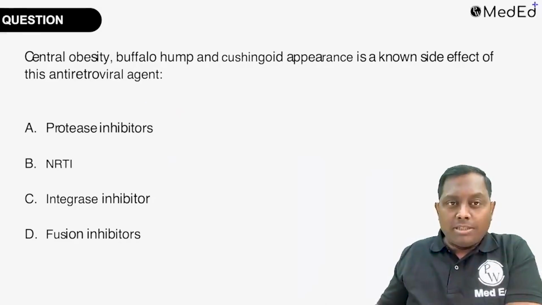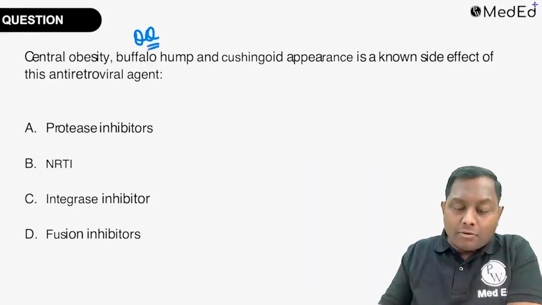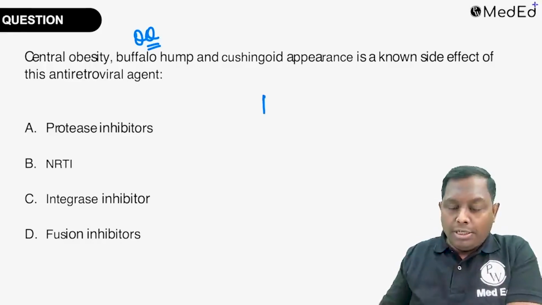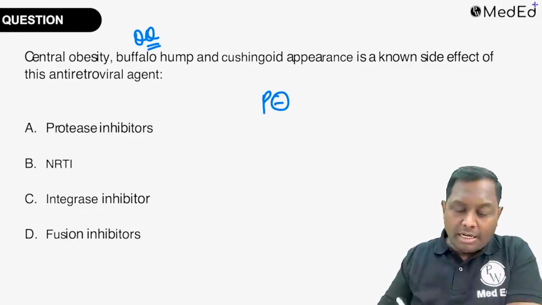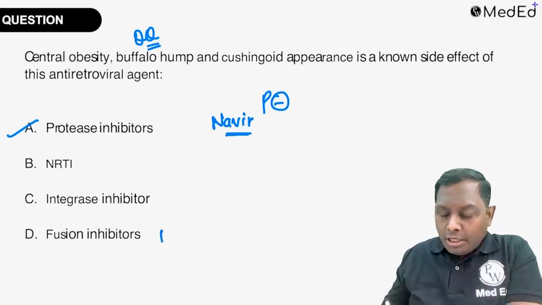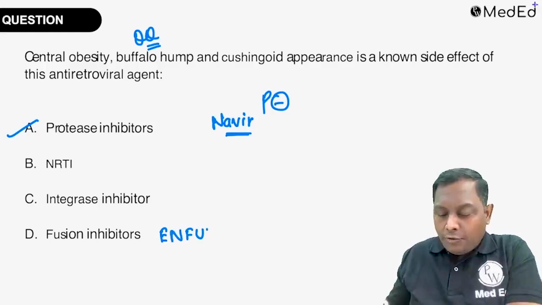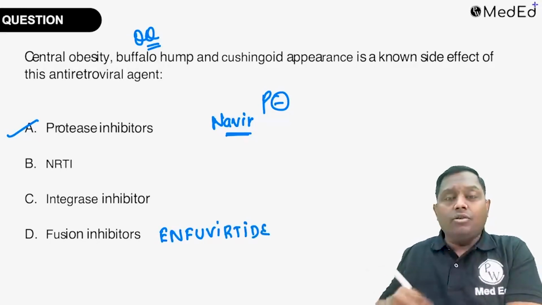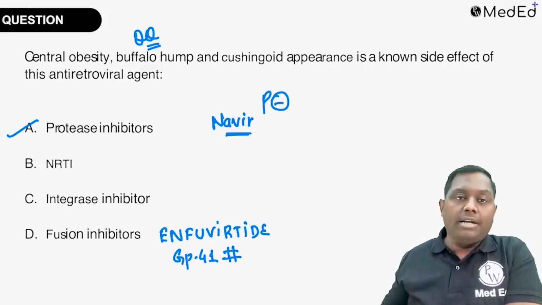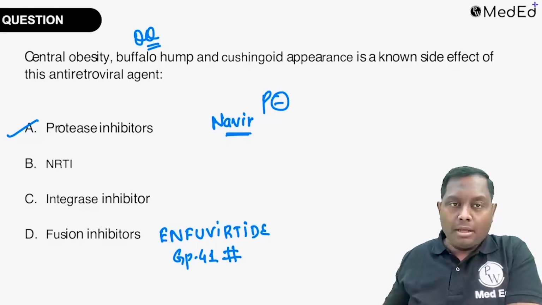Side effects like central obesity and buffalo hump. This exact line can be your exam question. Buffalo hump is associated with protease inhibitors, and all the protease inhibitors end with navir. Fusion inhibitors are drugs like enfuvirtide. HIV is going to fuse with the CD4. HIV has a receptor called gp41, and enfuvirtide works by inhibiting gp41.